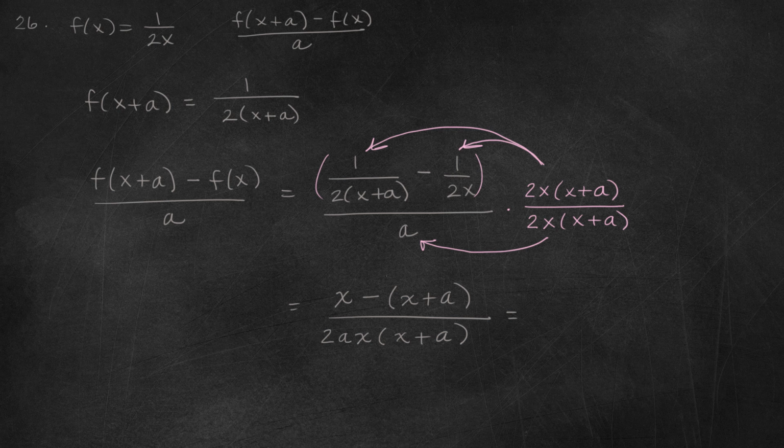In the numerator, I will distribute this negative 1. X minus x is 0 minus a. So I have minus a over 2ax times x plus a. And sure enough, the a's cancel here, leaving me with a final answer of negative 1 over 2x times x plus a.